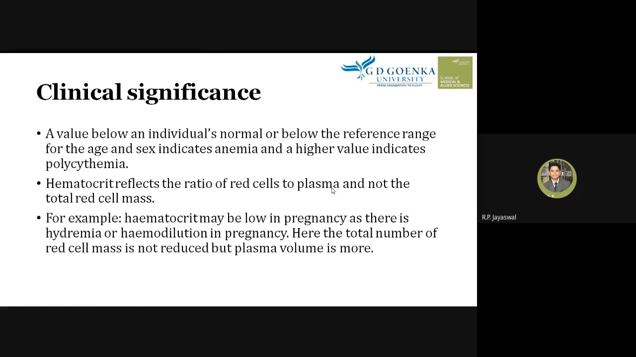For example, hematocrit may be low in pregnancy, as there is hydremia, because in pregnancy the blood volume is increased, and we call it hydremia or hemodilution. The water content in the blood is increased, so hematocrit becomes lower, and here the total red cell mass is not actually reduced, but the plasma volume is increased. So the hematocrit reflects the ratio of red cells to the plasma only. The opposite is seen in hemoconcentration.